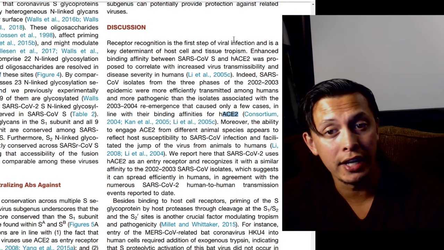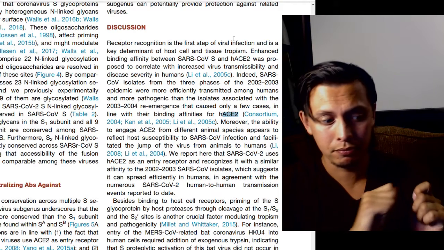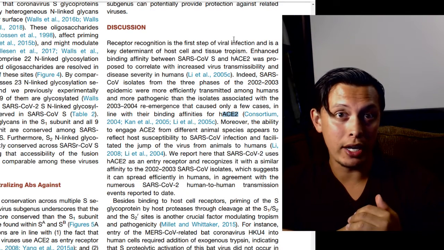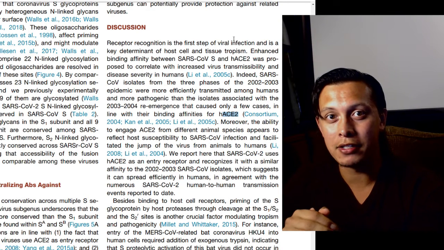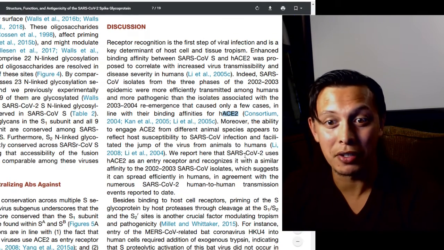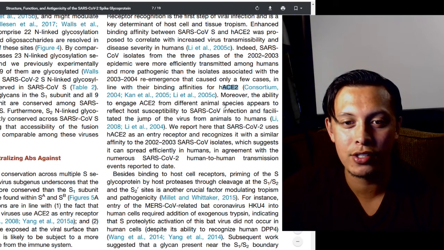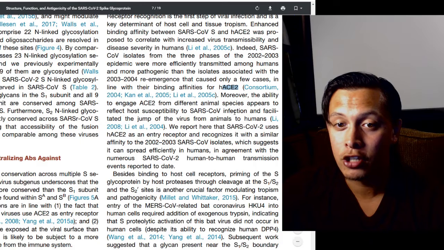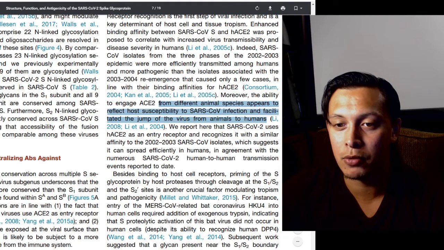So here they're saying with the old SARS epidemic, weak binding meant weak pathogenicity and weak virality, whereas strong binding meant high pathogenicity and high transmissibility. Continuing, moreover, the ability to engage ACE2 from different animal species appears to reflect host susceptibility to SARS-CoV infections and facilitated the jump of the virus from animals to humans.